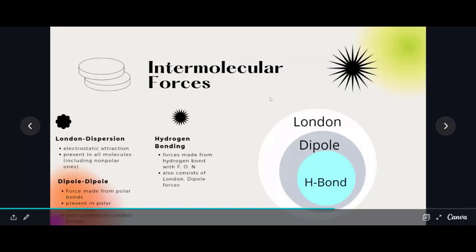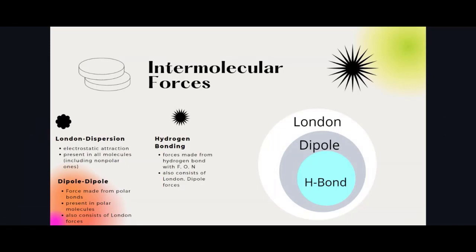Okay, so next we're going to talk about the intermolecular forces. There are three really big ones that you should know. London dispersion is just the electrostatic attraction between two elements, and it is present in all molecules, including the nonpolar ones. Dipole-dipole is made up of the force from the polar bonds, and it's present in polar molecules, but it also consists of London forces. So if a compound has a dipole-dipole force, it also has a London dispersion force.